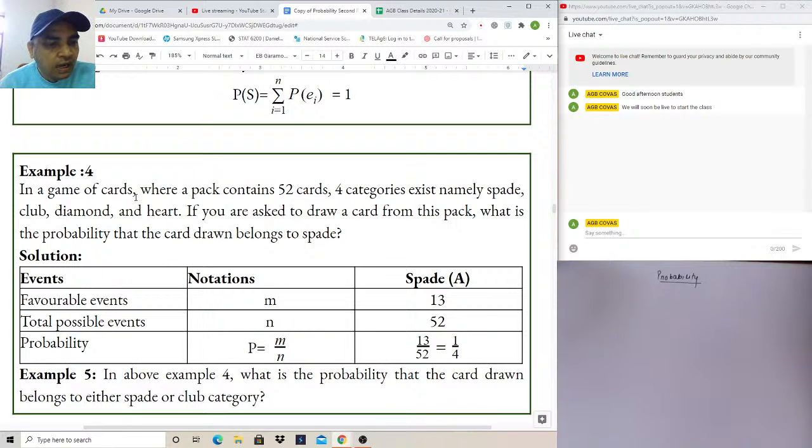In a game of cards where a pack contains 52 cards. If we play cards, we know that it is a set of 52 cards, and four categories exist, namely spade, club, diamond, and heart. If you are asked to draw a card from this pack, what is the probability that the card drawn belongs to spade? How to solve this?